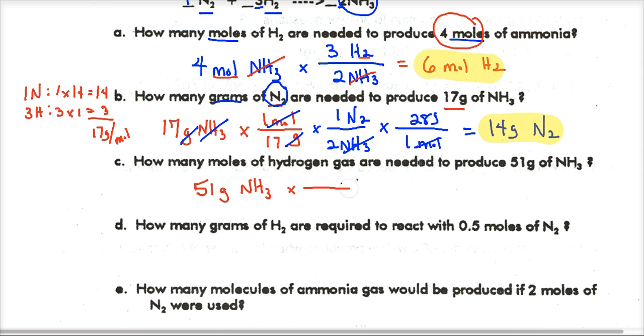And that grams is no good to me because it's not a how many number, so I get rid of it to get to moles. When in doubt, convert to moles. 1 mole of ammonia, what we just did, it is 17 grams. We get rid of it.